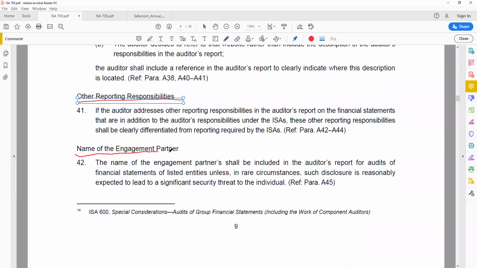Finally, of course, the name of the engagement partner. Who was responsible for the engagement? Here you may want to mention the actual name. Nowadays there's even the actual name of the partner. In the old reports you may not see the name of the partner, but nowadays you see the name of the partner in the report.